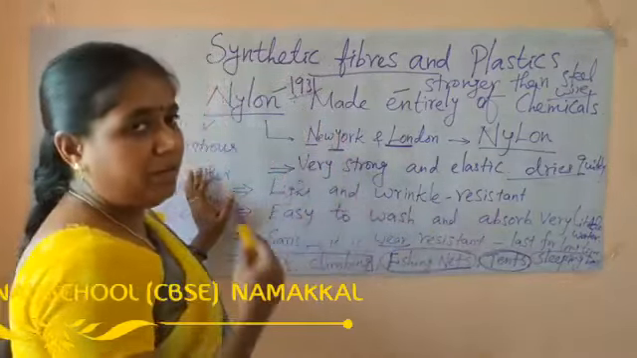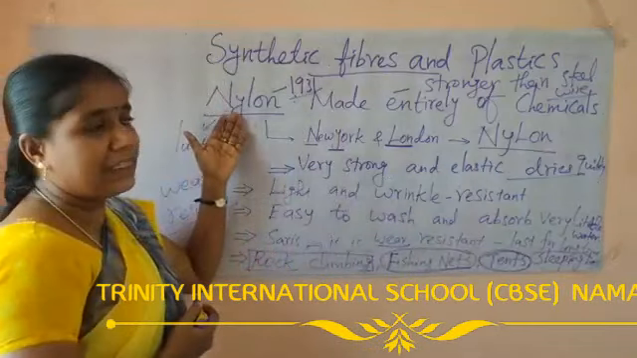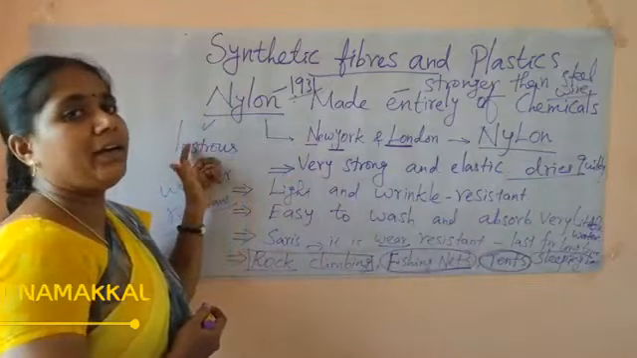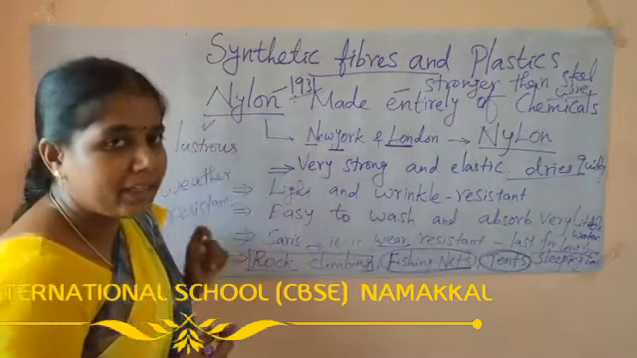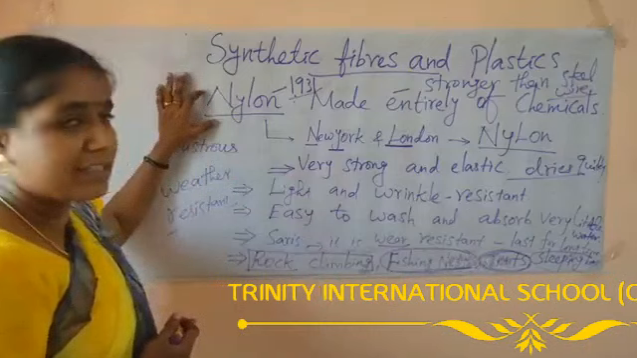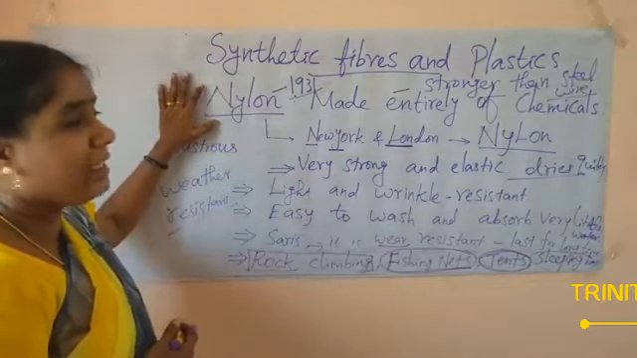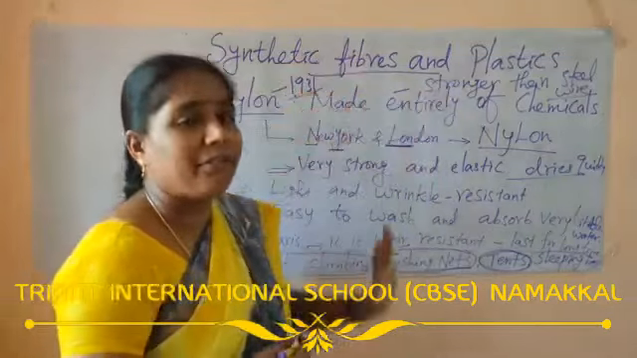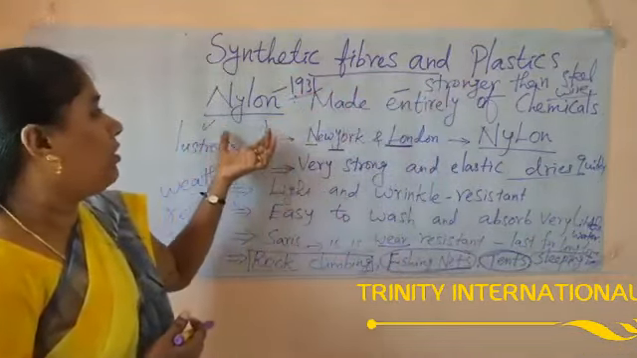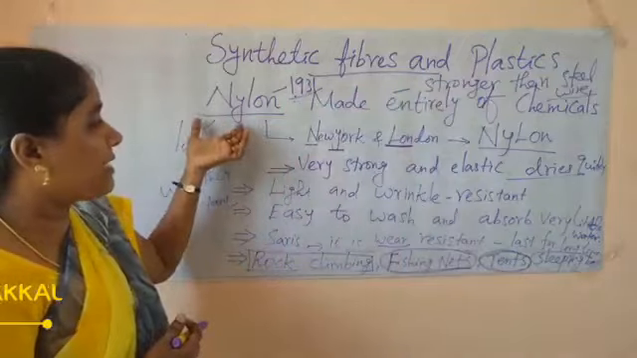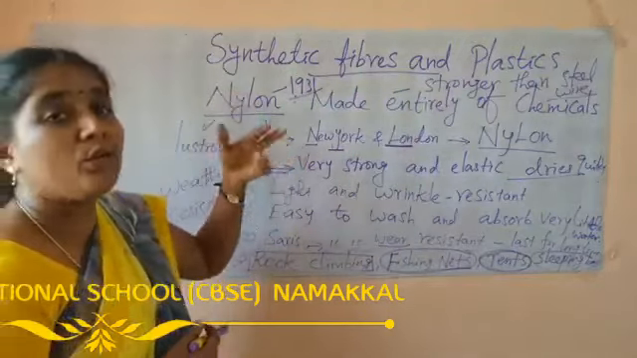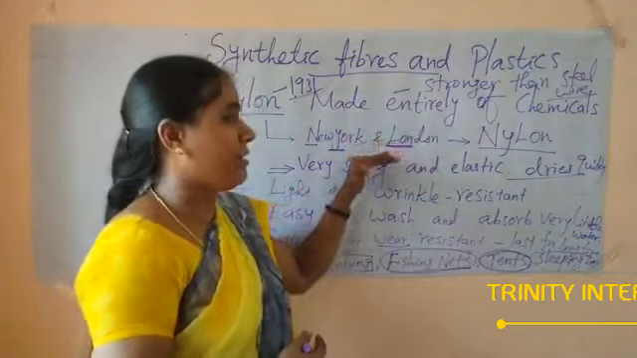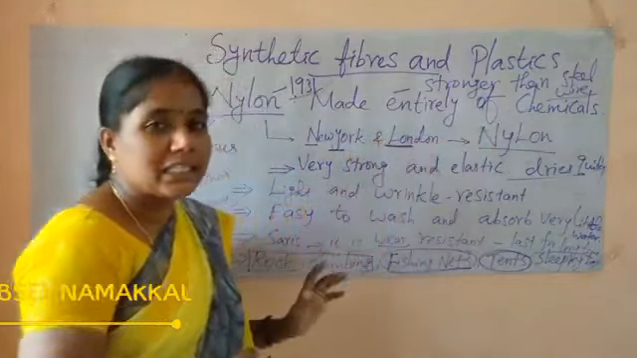Just listen. We'll recall once again. In synthetic fibers and plastics, we have already learnt about rayon. It is also one of the semi-synthetic fibers. Now we have discussed nylon. It is a fully man-made fiber that is made entirely of chemicals. So, why is this nylon named so? It derives its name from the two cities, New York and London, where it was first marketed. So we are calling it nylon.